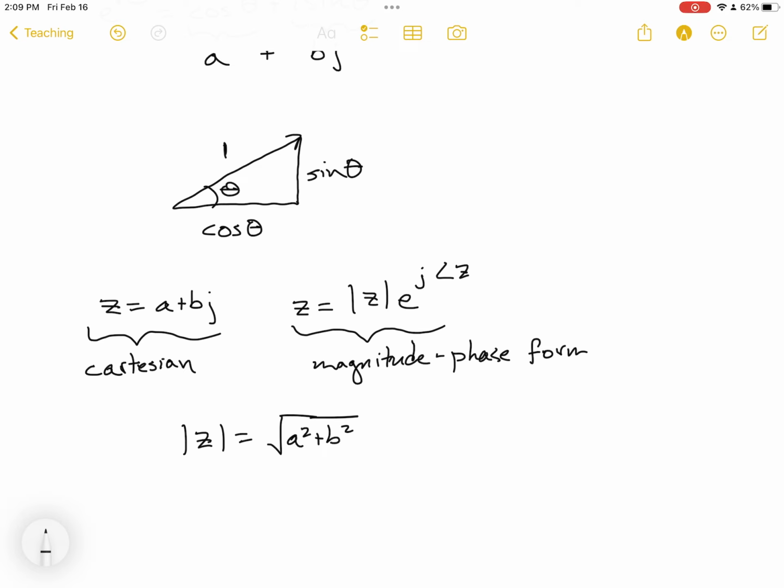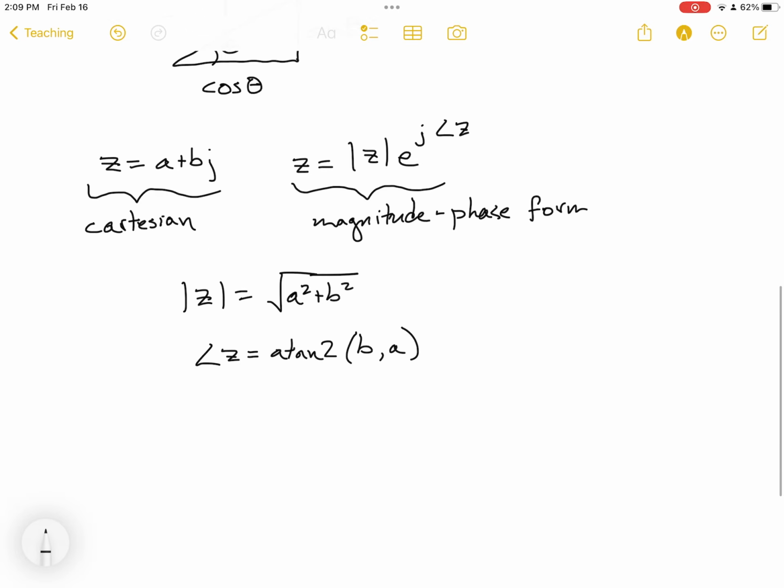And the phase of z, so that's just kind of a picture of an angle. The phase of z is equal to atan2 of b and a, or an arctangent of b and a. And so that's just a little bit about the math of complex numbers.